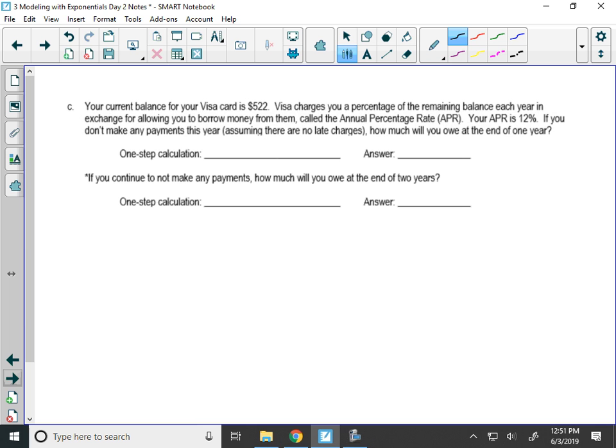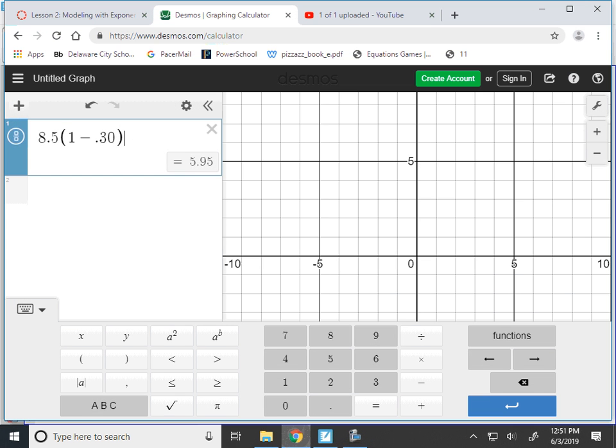If you do not pay off your credit card at all for a year, how much will you owe after 1 year? Well, you'll take the $522. Now this increases your bill, so we're going to do 1 plus 0.12. So if I have 522 times 1 plus 0.12, that means after 1 year you would owe $584.64.